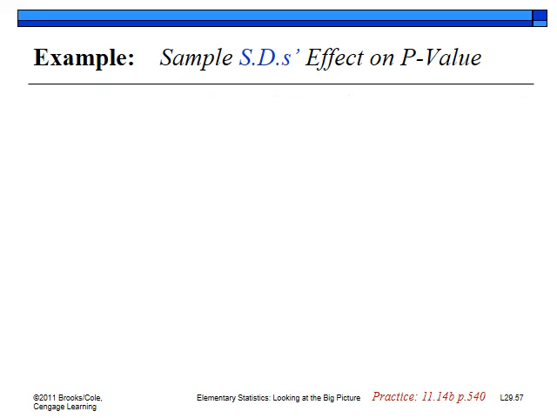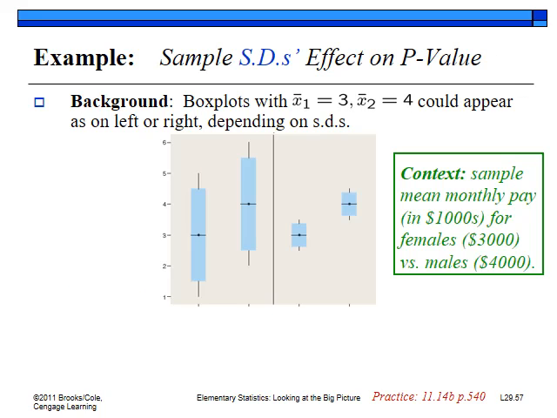What about standard deviation? Here we see box plots. That's the way that we display this relationship. In both, the sample means are the same. X1 has mean 3, X2 has mean 4. The box plot on the left has a big standard deviation for each. The one on the right has a smaller standard deviation.